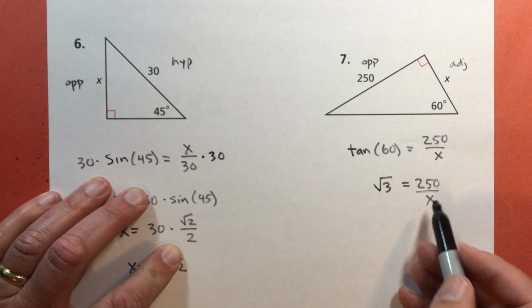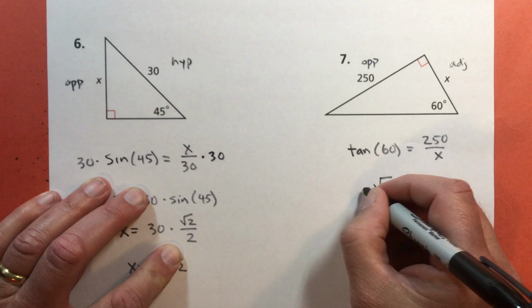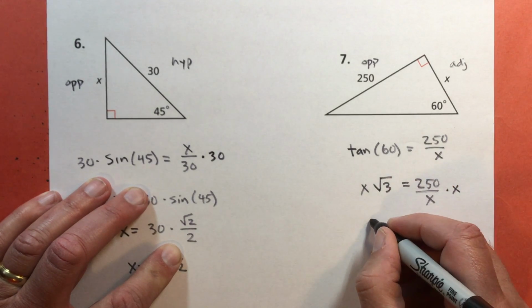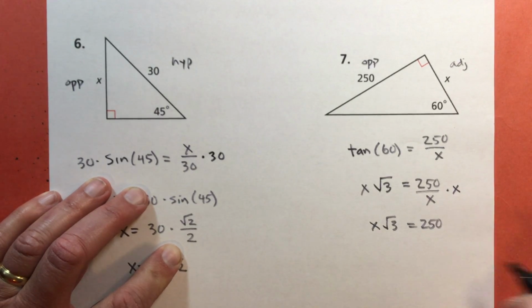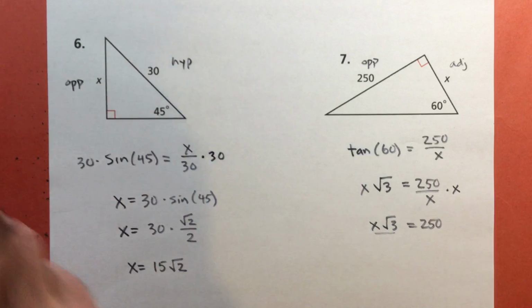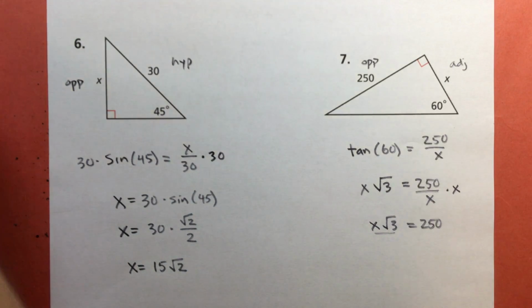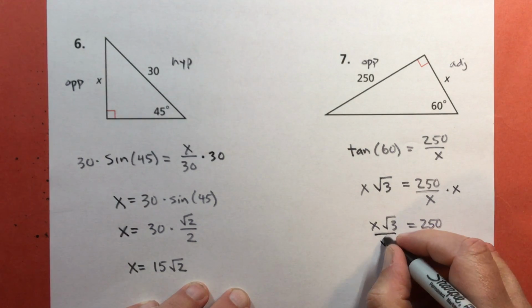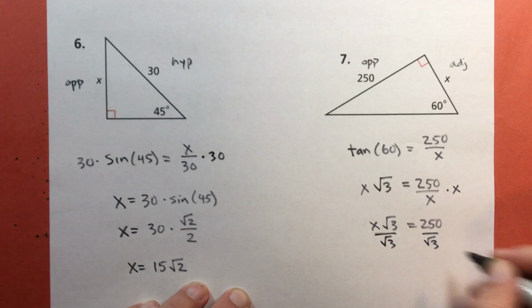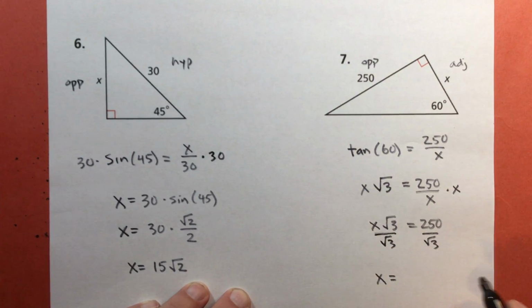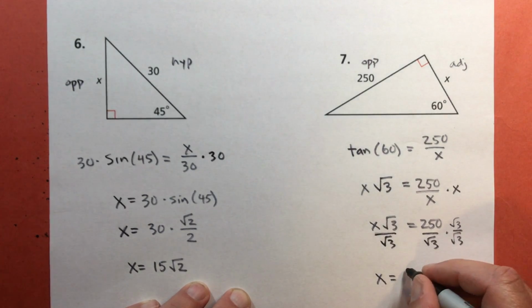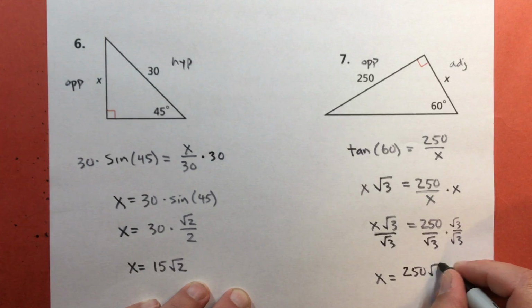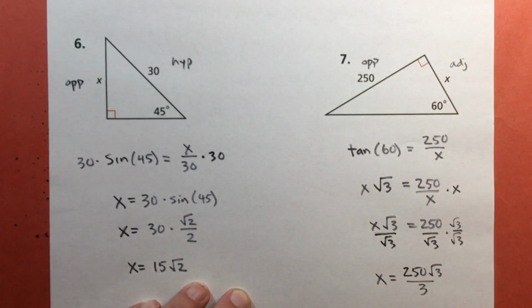Okay, fair enough. I'm going to multiply both sides by x. So I get x times the square root of 3 equals 250. And then I'm going to divide. Some of these markers start out great. I don't know why they don't last while I'm writing with them. I'm going to divide by the square root of 3. And I should rationalize this. Square root of 3 over square root of 3. So I get 250 times the square root of 3 divided by 3.